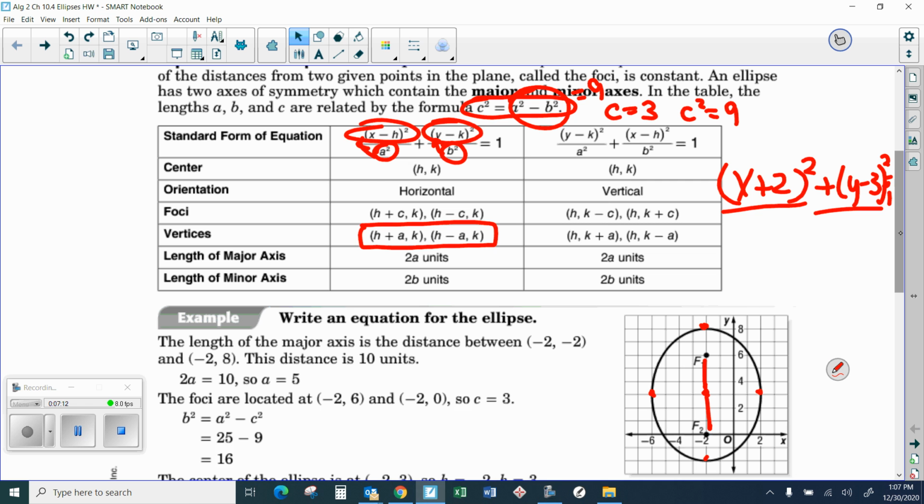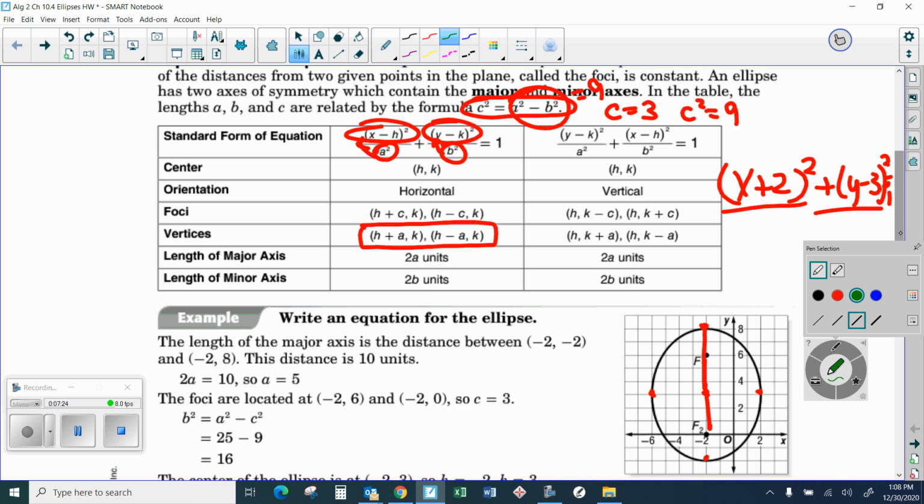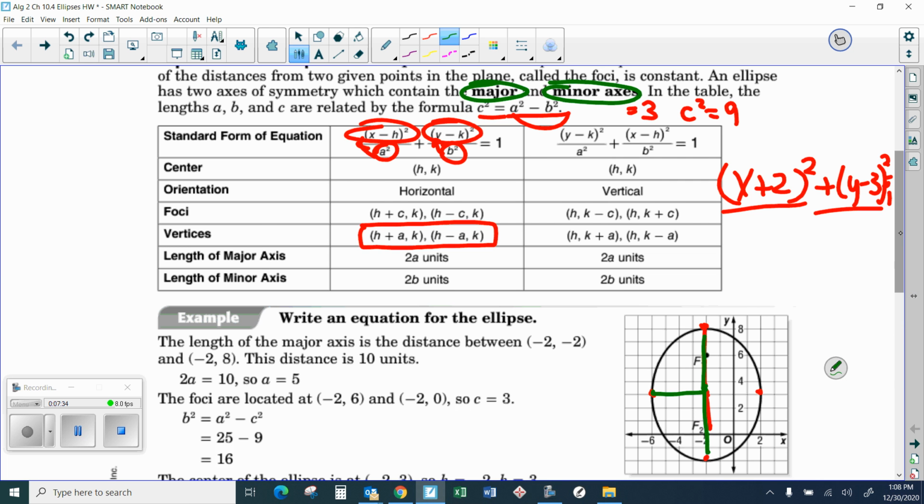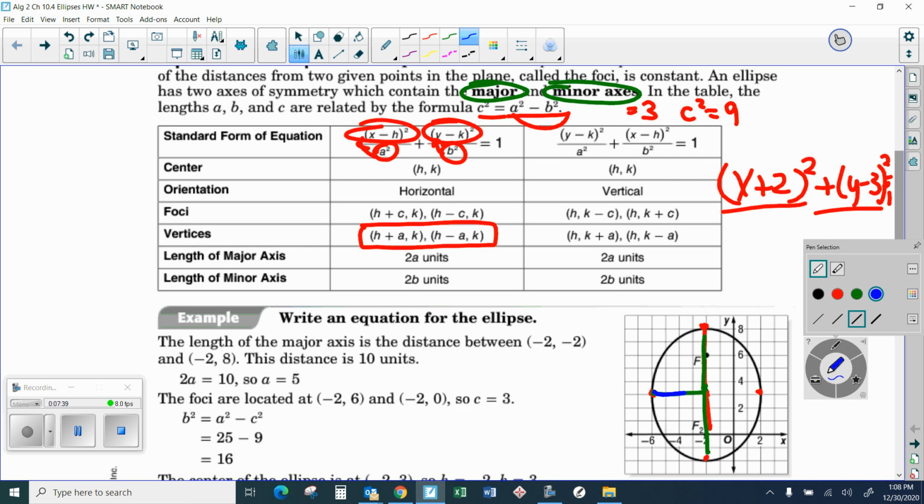They always go out from the center, horizontally and vertically. Now of course the longer one from here to here is longer than it is from here to here. So the longer one, the whole length, is called the major axis. We go back up here and look up here, major and minor axis. The major axis is just the longer segment. The smaller segment is called the minor axis. So that's the minor axis right there. Okay, so now you understand major and minor axis.